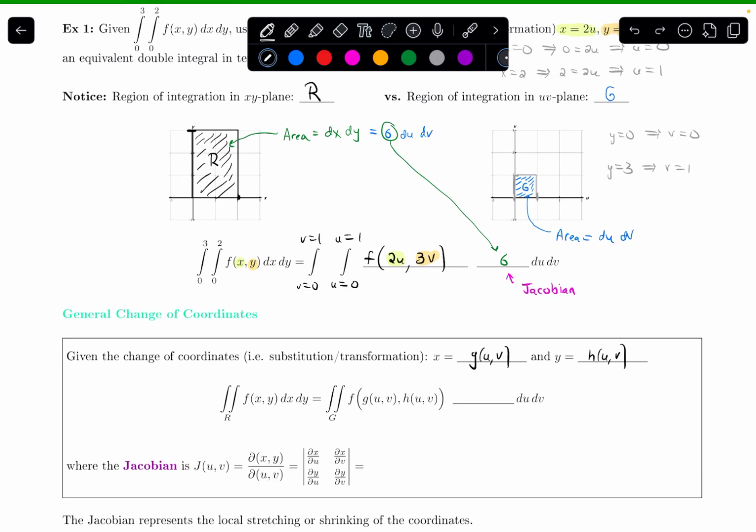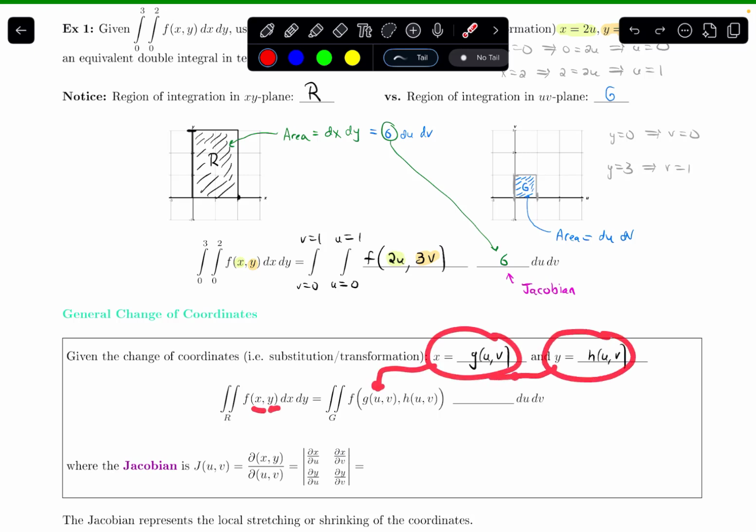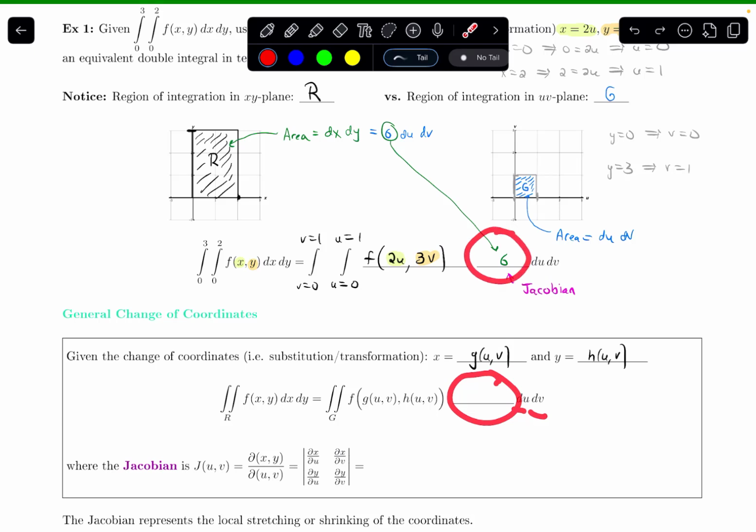Now, in my double integral, where the x is, I'm going to sub in this formula for x. And where the y is, I'm going to sub in this formula for y. And then I'll get a du and a dv. And then there's an extra factor, like the 6, that pops out. That's called the Jacobian, which I call J of u comma v. And you end up taking the absolute value of it.